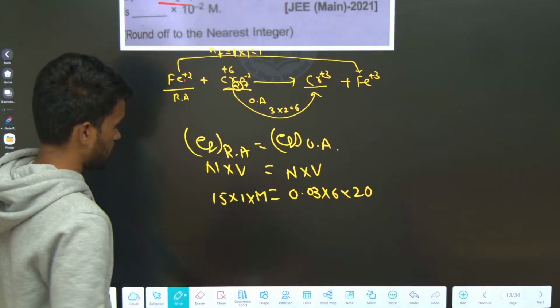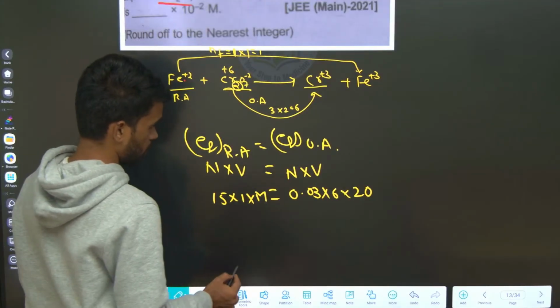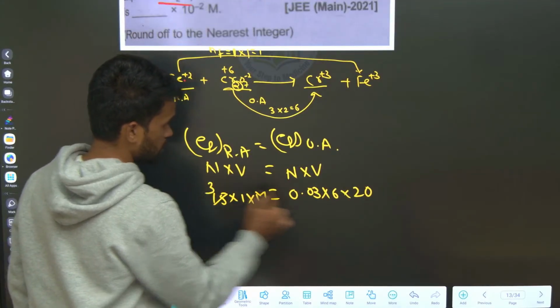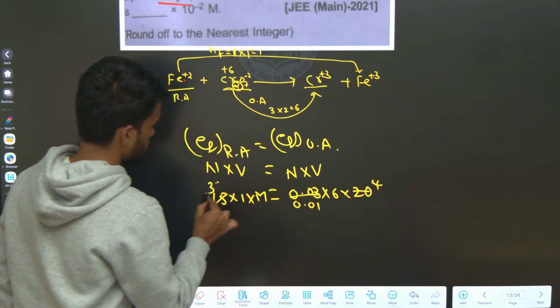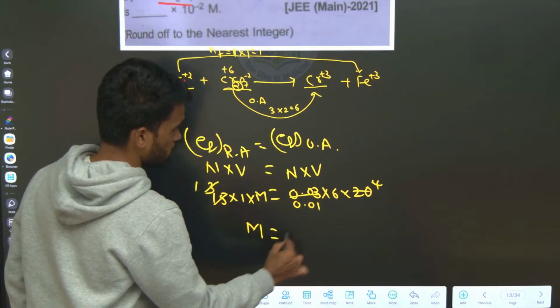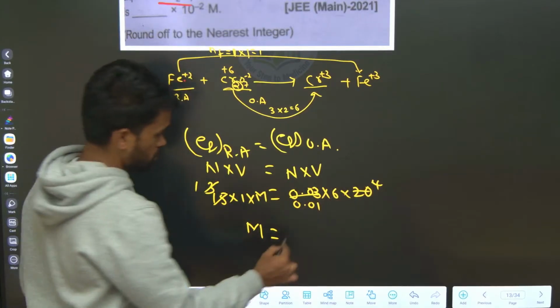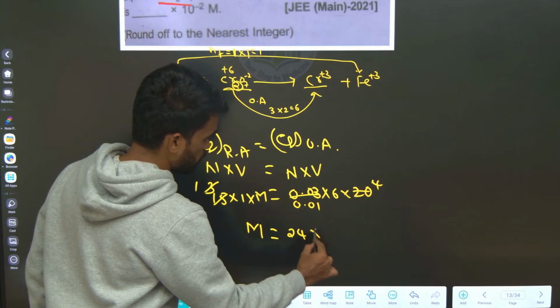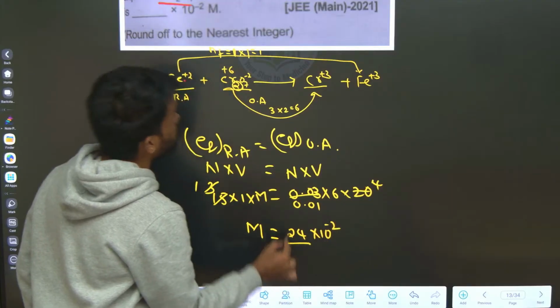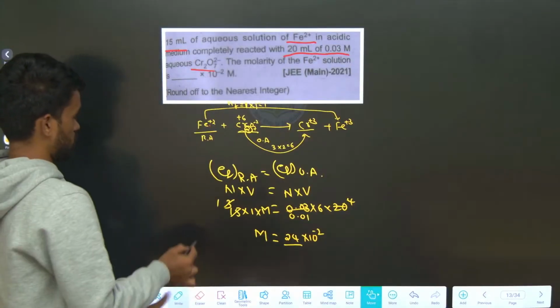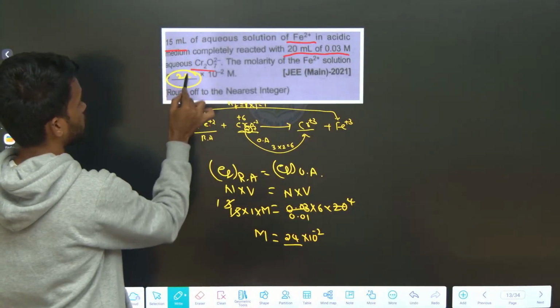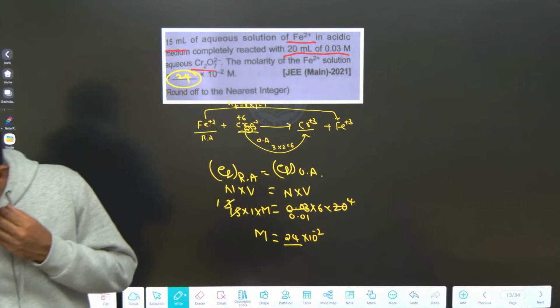So the calculation: 5 ones are 5, 4 sixes are 24, so molarity will be 0.01, which is 24 into 10 power minus 2. So what is our answer in this bracket? Here you got 25, it should be 24. Okay, is this clear or not?